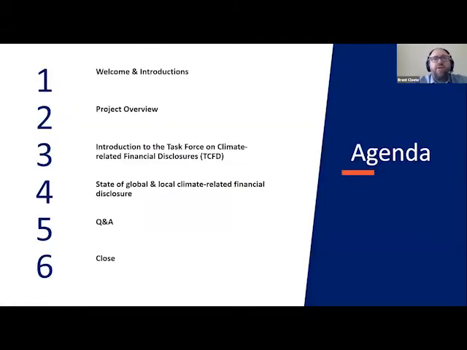Just a quick overview of how we'll be running the session. I'll do a quick introduction. I'll tell you who I am and who all the speakers are. Then we'll do a quick overview of the project that we're representing here today. And then we'll get into the interesting stuff. Then we'll start the presentation first looking at the Task Force on Climate-related Financial Disclosure. What is it and where did it come from? And then we'll look a bit more at what is the state of global and local disclosure. And as I said, after that, we'll have a quick Q&A session for any of the questions that haven't been discussed, and then we'll close off.